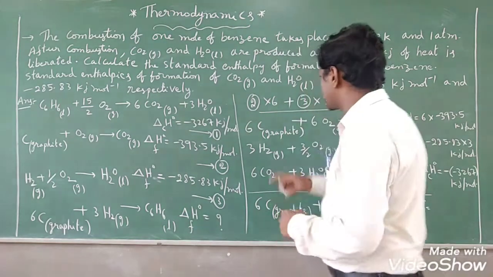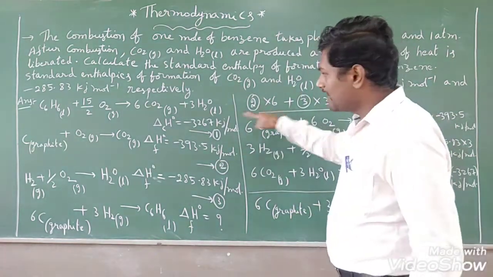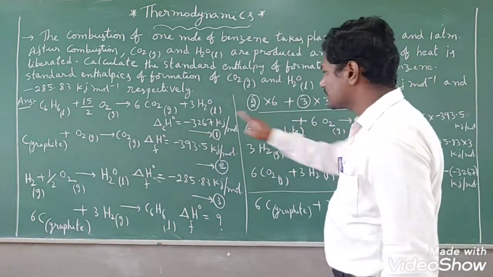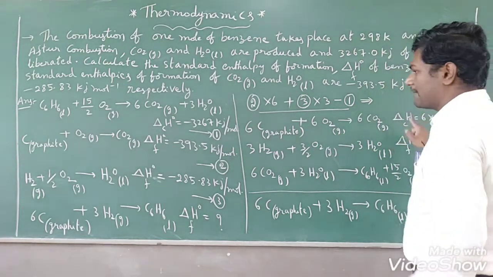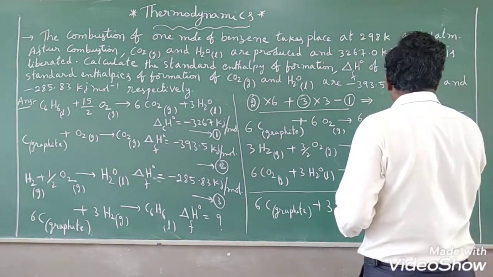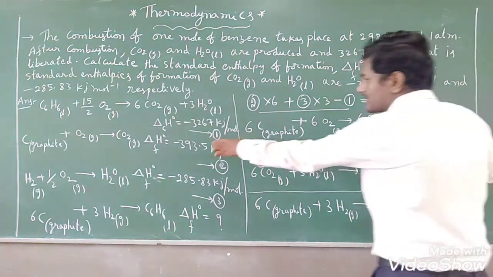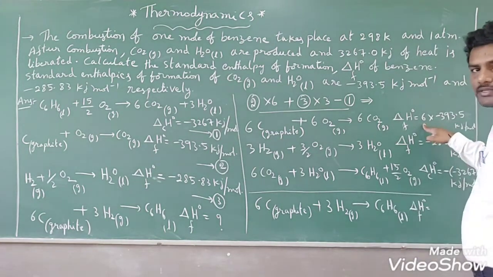How, we will see that. I am multiplying the second equation with the 6, right? 6C plus 6O2 gives rise to 6CO2. This is delta H formation. Delta H formation also we have to multiply with the 6. What is the value of this? Minus 393.5 into 6 I have taken.